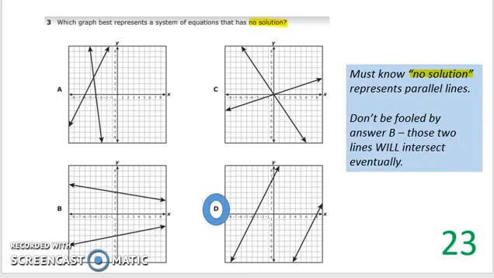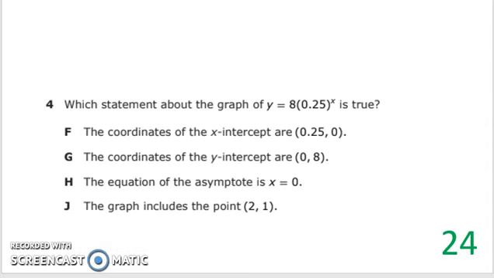We need to know that no solution represents parallel lines. Parallel lines have the same slope but different y-intercepts. Don't be fooled by answer choice B. If you extend those lines to the right, they will eventually cross.